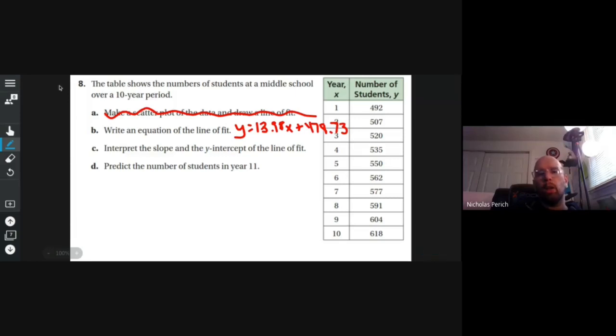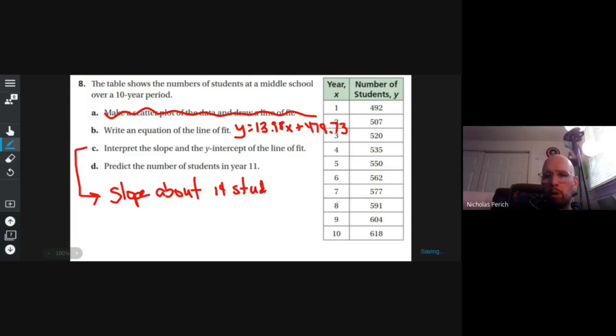Interpret the slope and the y-intercept of the line of best fit. The slope is going to be about, now we're talking about students per year. I shouldn't say 13.98, but I'll say 14. Remember, slope is rate, and rate is given to us as y over x, or y per x. So 14 students per year.